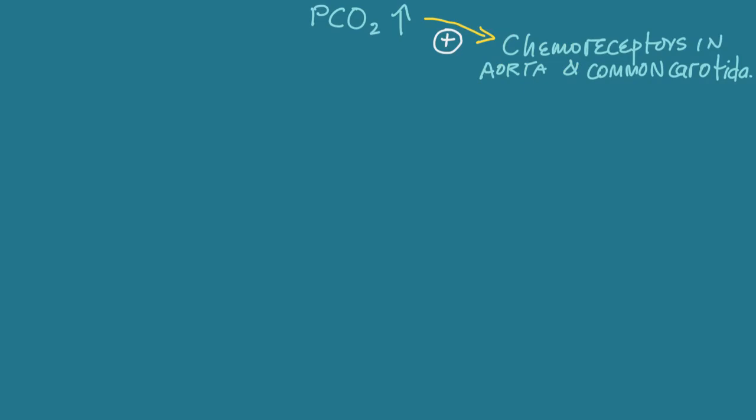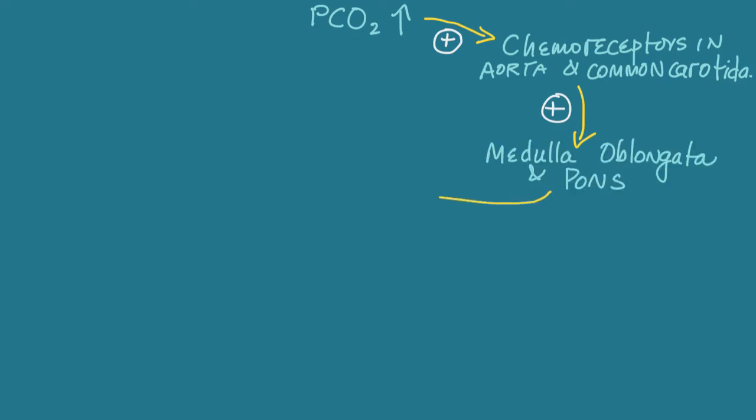So it is the high levels of carbon dioxide in blood that induces your respiratory muscles to increase ventilation. So let's see how that happens. When the levels of carbon dioxide in blood go up, it activates chemoreceptors in the aorta and the common carotid artery. When these are activated, they in turn stimulate the medulla oblongata and the pons in the brainstem.